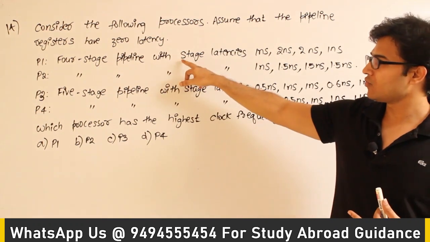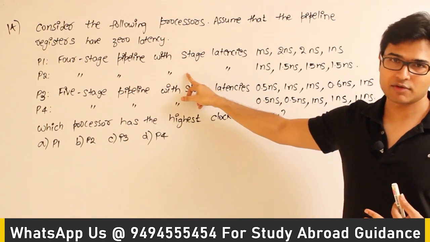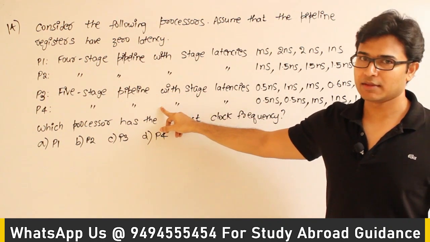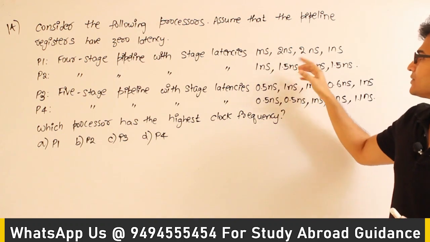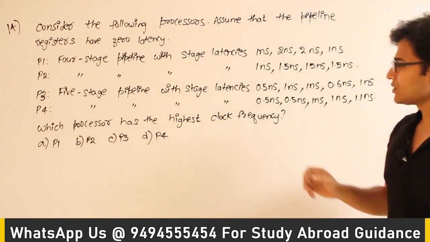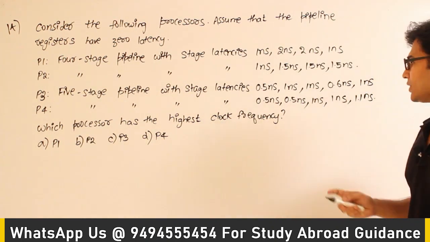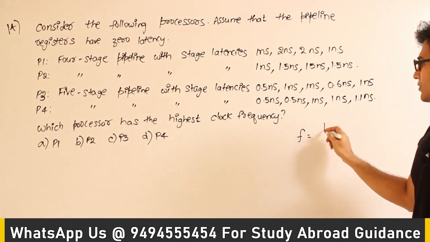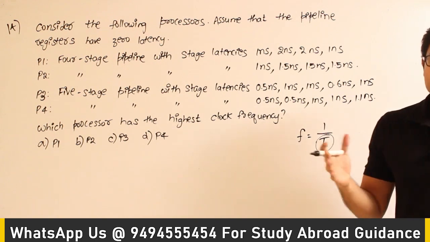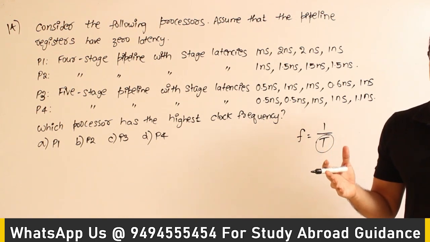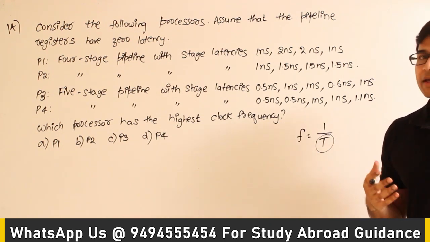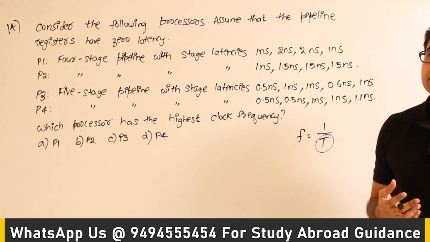The first one is having 4-stage pipeline, second one is also having 4 stages, third one is having 5, and fourth one is also having 5-stage pipeline. Now if you see the delays, each one is having different delays. Then they are asking which processor has the highest clock frequency. So I told you that clock frequency is 1 by time period, and this time period depends on the maximum time required by a stage in the entire pipeline, right?